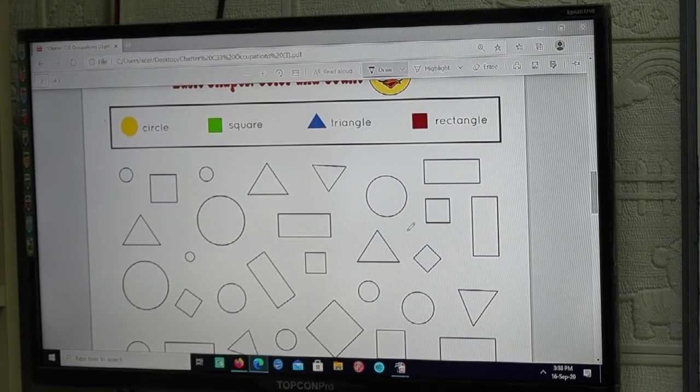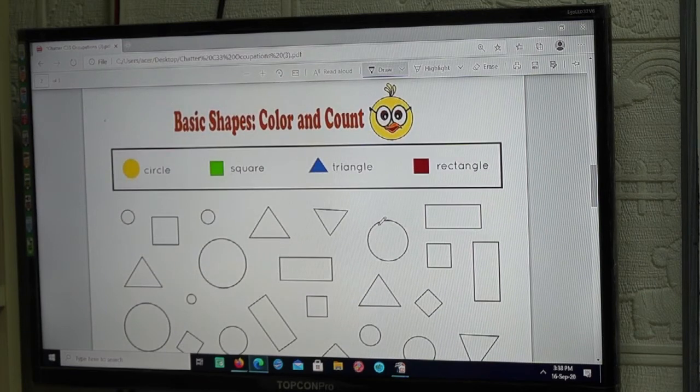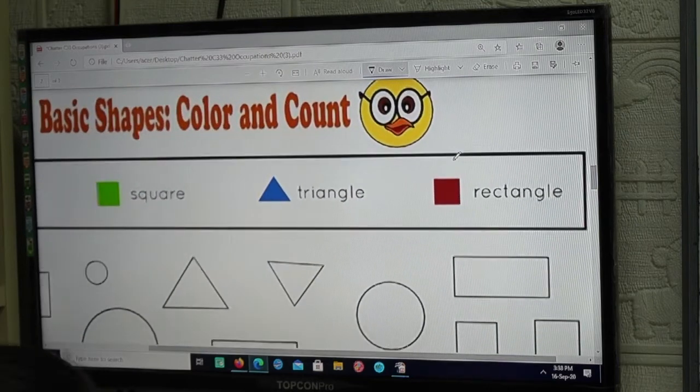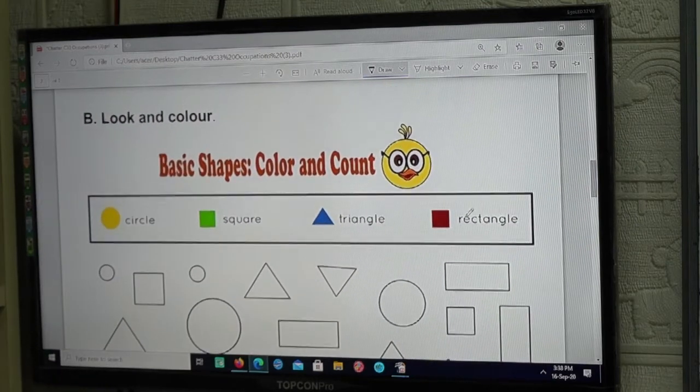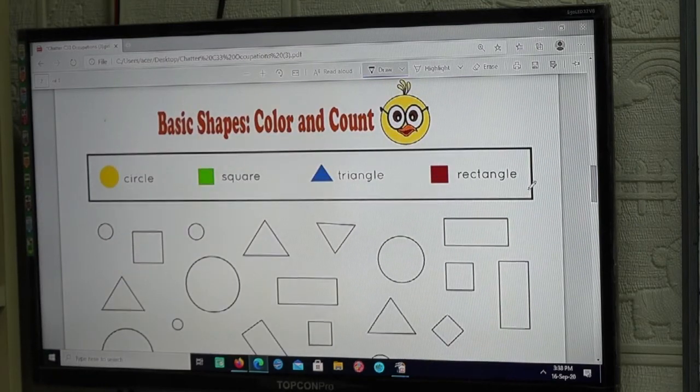Please take out your color pencils for this part. As you can see, there are 4 shapes in the box with 4 different colors, right? What are the colors? Yellow, green, blue, and red. So take out these 4 colors. Is it the color red or brown? Never mind. It looks like red here.